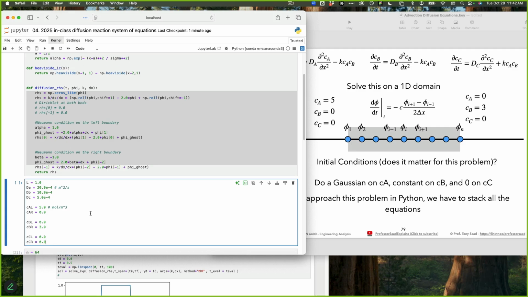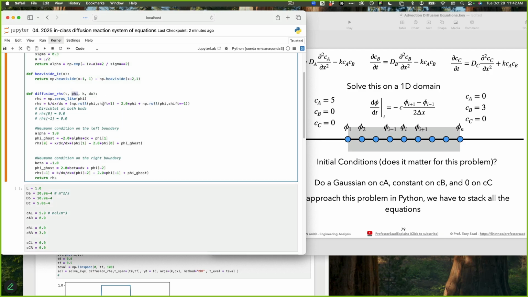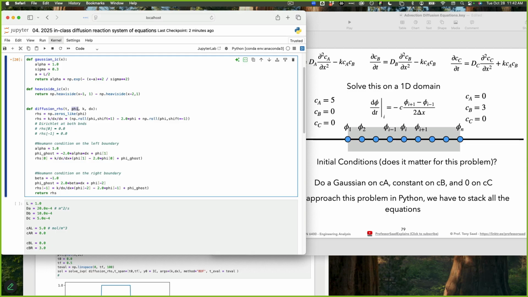Again, C is a product. I'm going to put 0 everywhere. I'm not feeding C. It doesn't react. What I care about is feeding A and B. So we're feeding A from the left and feeding B from the right, and we're going to have an initial condition on A and B.